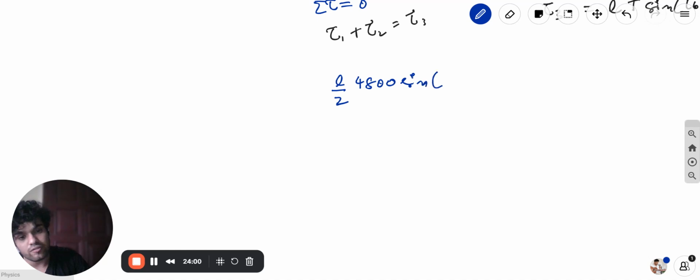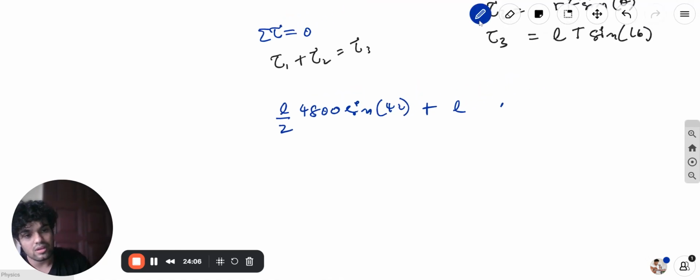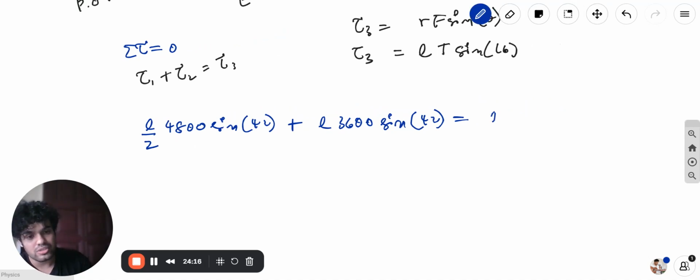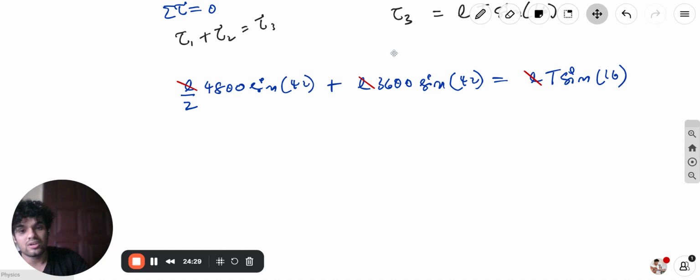4,800 sine of 42 degrees plus L 3,600 sine of 42 degrees is equal to torque 3, which is LT sine of 16. Right. Now we can just cancel out the L's because that's why they didn't give us the length in the first place, because we can just easily cancel them out. Right. So we have 4,800 over 2, which is 2,400. Sine of 42 is common, so I can take it outside.